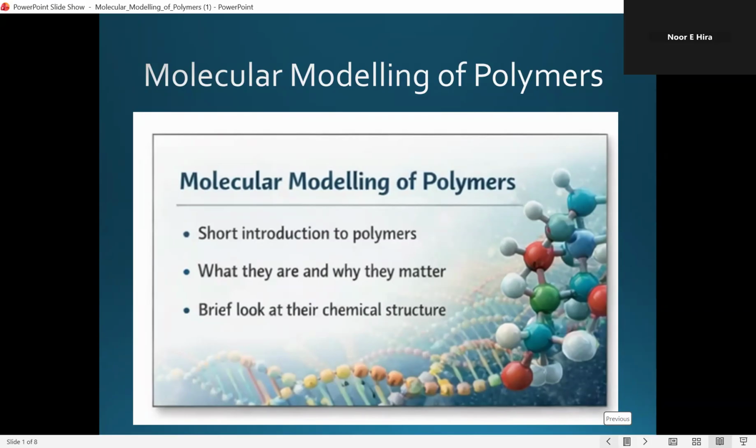Polymers are everywhere around us, from plastic and textile to biological systems. However, understanding how their molecular structure controls macroscopic properties is not always intuitive. This is where molecular modeling becomes extremely powerful. Instead of relying on experiments, we can use computational tools to visualize polymer chains at atomic and molecular scale. We can predict properties such as flexibility, strength, diffusion, and even gas absorption behavior before synthesizing the material.